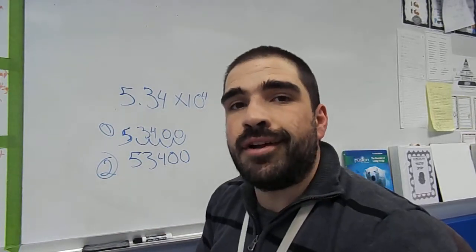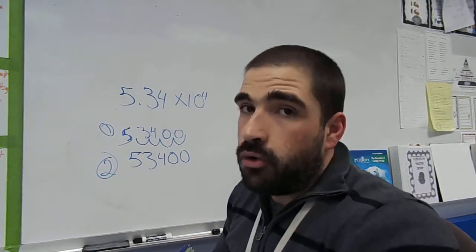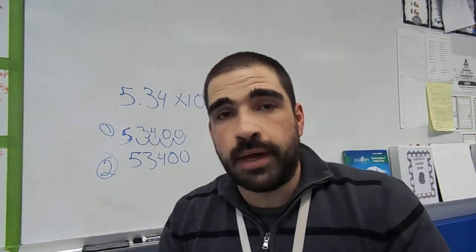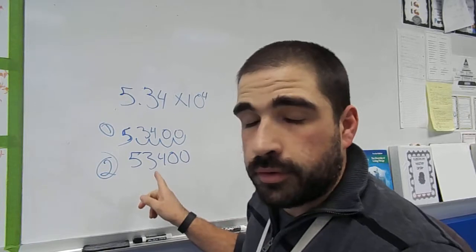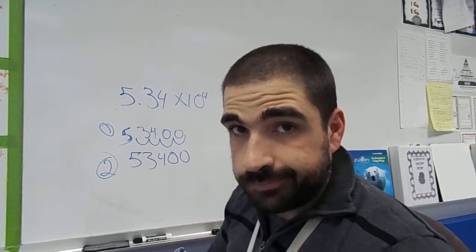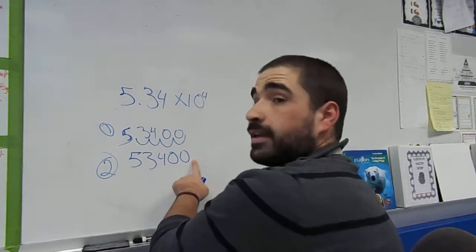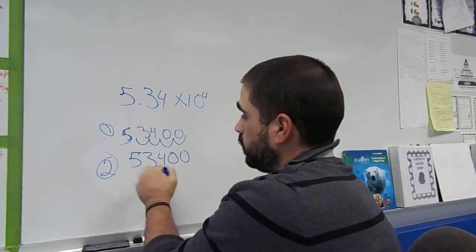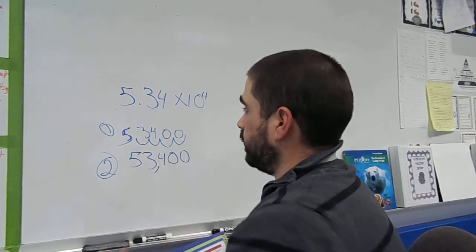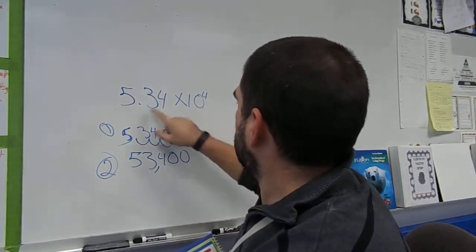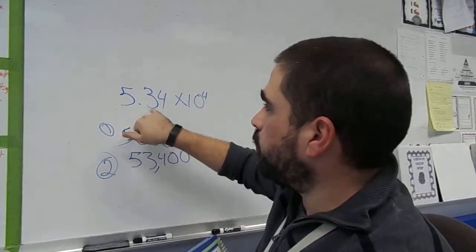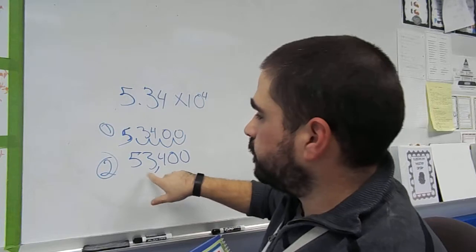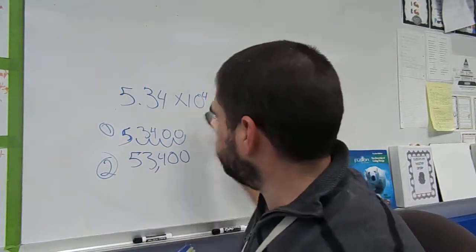Step 3 is adding your commas. If you don't know, anytime you want to add commas, you start with the very end of the number, and every third space you add a comma. So I'm at the end of my number. 1, 2, 3. That's how many spaces I have to go. So I add now my new number. So 5.34 times 10 to the 4th is 53,400.